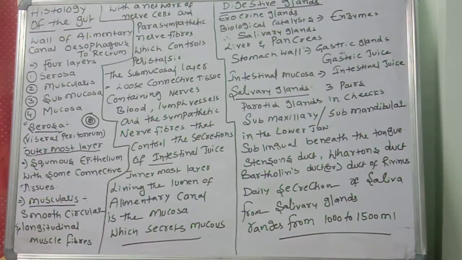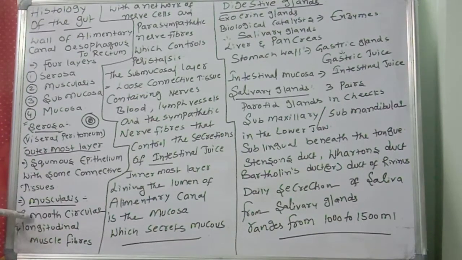Very, very important. Okay, children, once again listen very carefully. The wall of the alimentary canal. We are discussing the histology of the gut. The wall of the alimentary canal, from esophagus to rectum, has 4 layers. Number 1, serosa. Number 2, muscularis. Number 3, submucosa. Number 4, mucosa. Serosa is the visceral peritoneum. It's the outermost layer. It consists of squamous epithelium with some connective tissue.